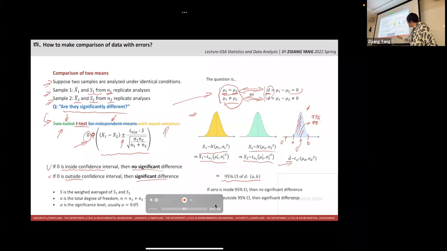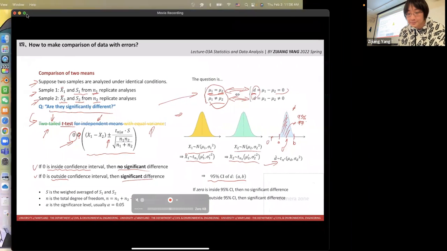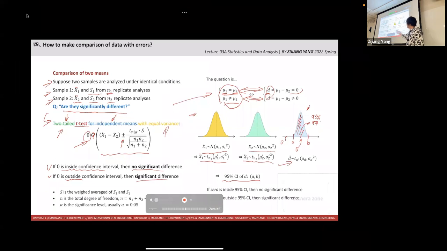If 0 is inside this 95% confidence interval, then there is no significant difference. If 0 is outside this confidence interval, then there is a significant difference. So basically, these two are equivalent.